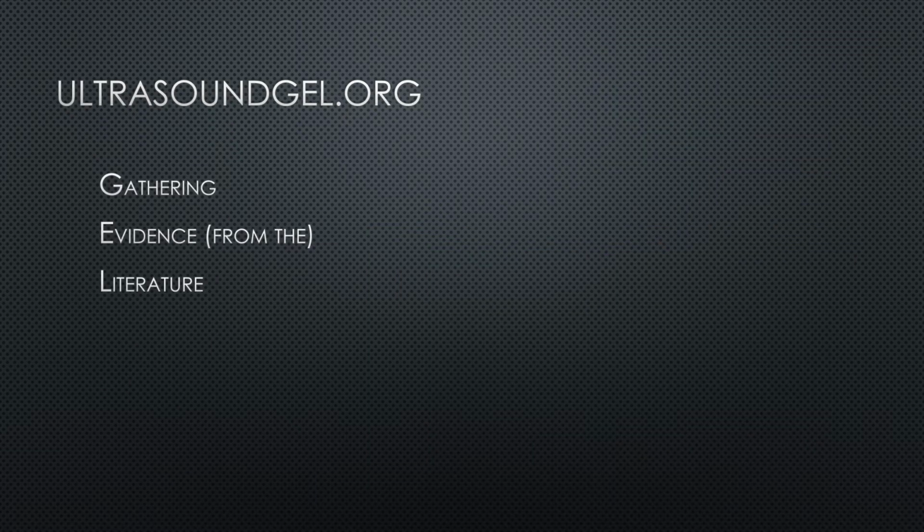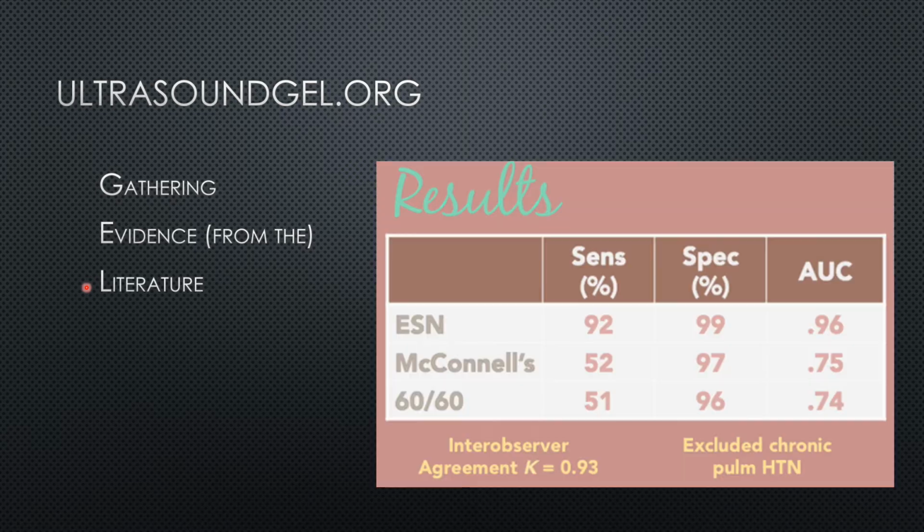This is a fantastic website, ultrasoundgel.org. GEL stands for Gathering Evidence from the Literature. And they reviewed the early systolic notching paper and found, indeed, it does seem to be more accurate than McConnell's sign or the 60-60 sign. However, they noted they excluded patients with chronic pulmonary hypertension, and there's also issues with the external validity of the results. So I think this is really not quite ready for prime time, something just to keep an eye on.